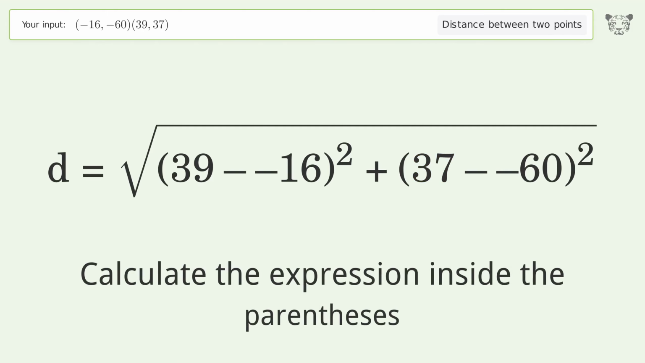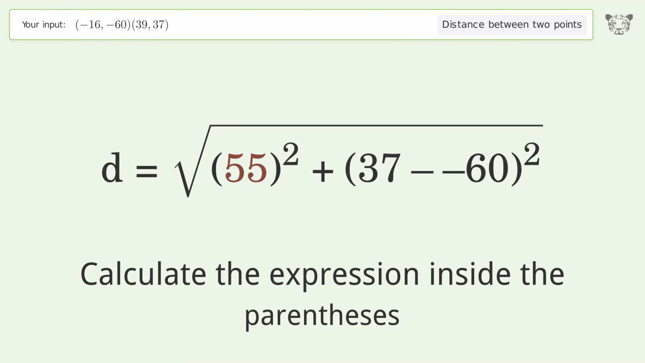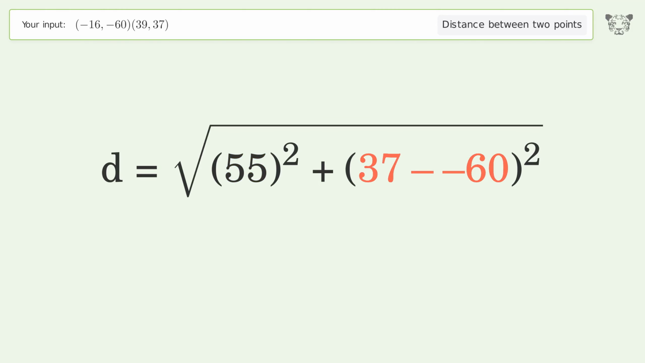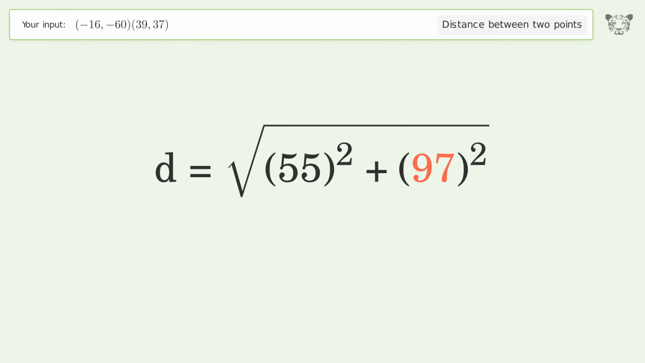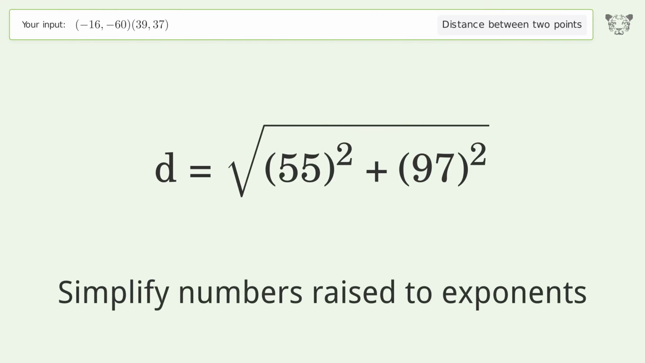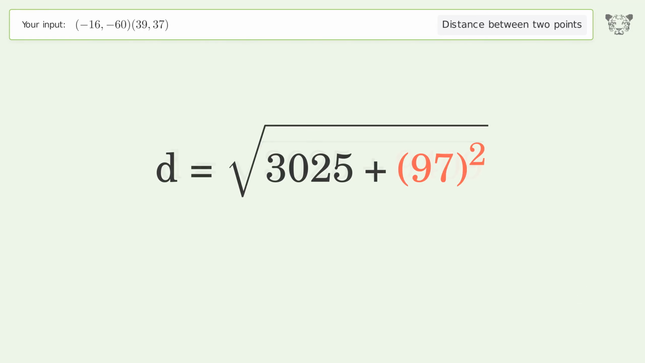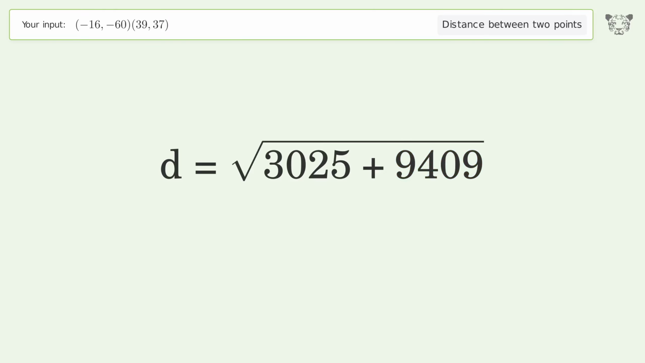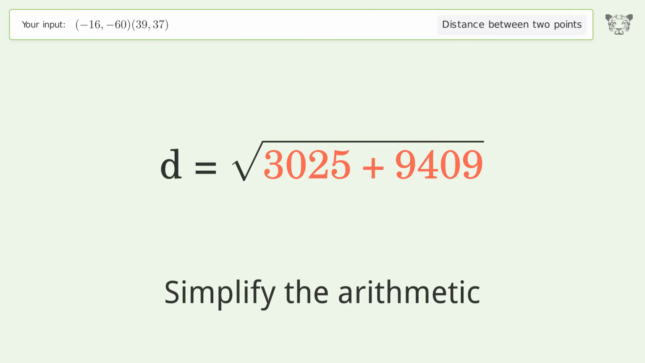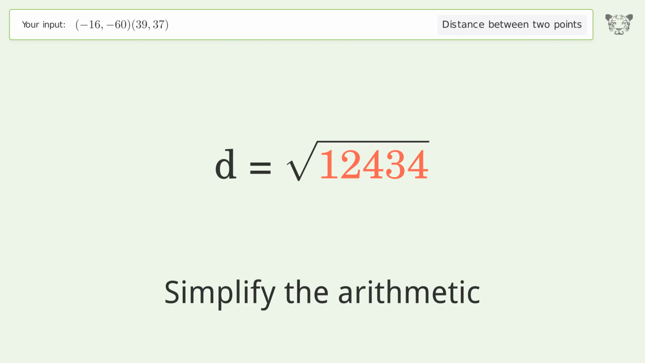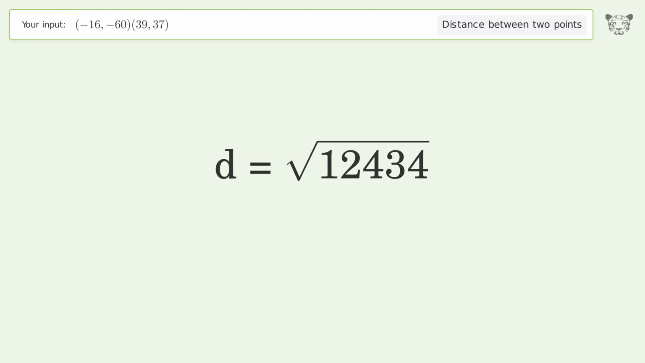Calculate the expression inside the parentheses. Simplify numbers raised to exponents. Simplify the arithmetic. And so the distance between the 2 points is the square root of 12,434, or 111.508.